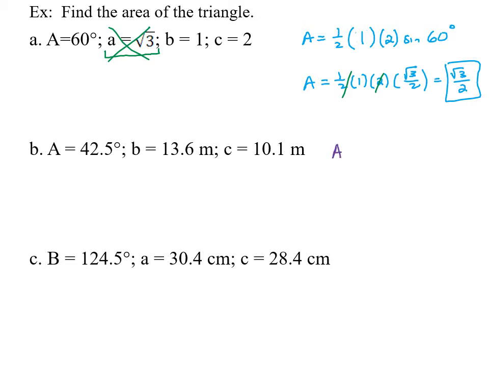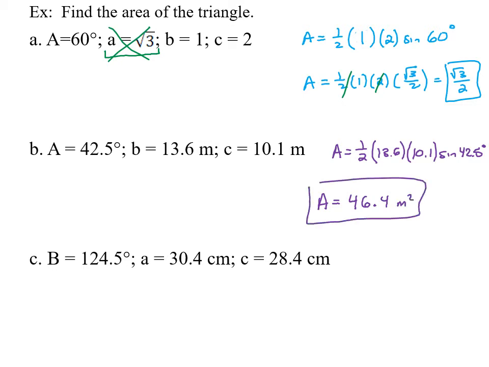So on the second one, I have the area is 1/2 times one side, 13.6, times the 10.1, times the sine of 42.5. Now, if it's not something I can get an exact value for, at this point, I just go to the calculator. Do 1/2 times 13.6 times 10.1 times the sine of 42.5. And I'll get about, with one decimal place on all these numbers, 46.4 square meters of area.